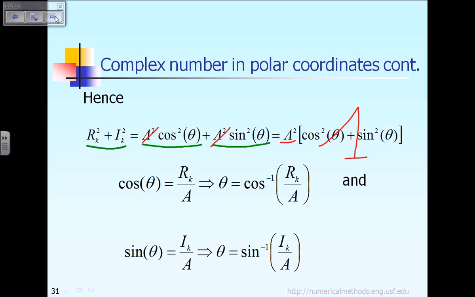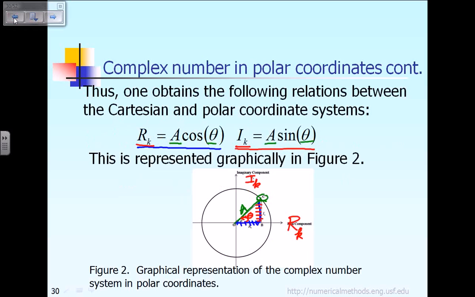Or we can say the amplitude A is equal to the square root of the real part r_k squared plus the imaginary part I_k squared. So if we know the real part r_k and the imaginary part I_k of a complex number, then we can find out the amplitude A very easily. Now, the next thing is, how do we find out the phase angle theta? Well, again, it is very easy, because according to the previous slide, we can compute the angle theta based on r_k divided by A, or based on I_k divided by A. So from either of the two formulas, we can find out the angle theta.